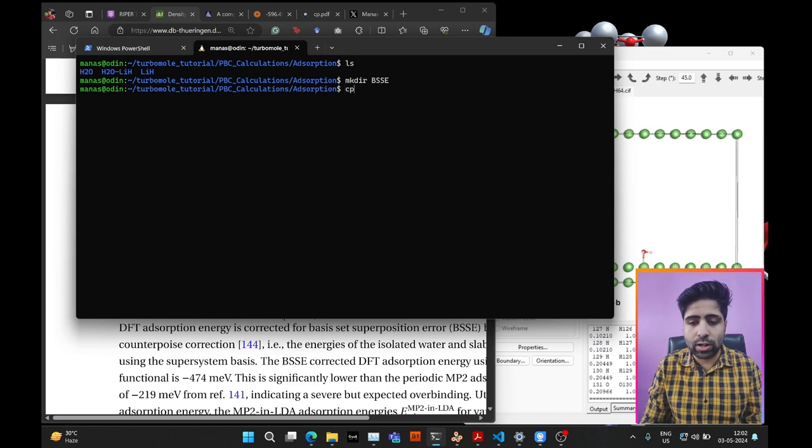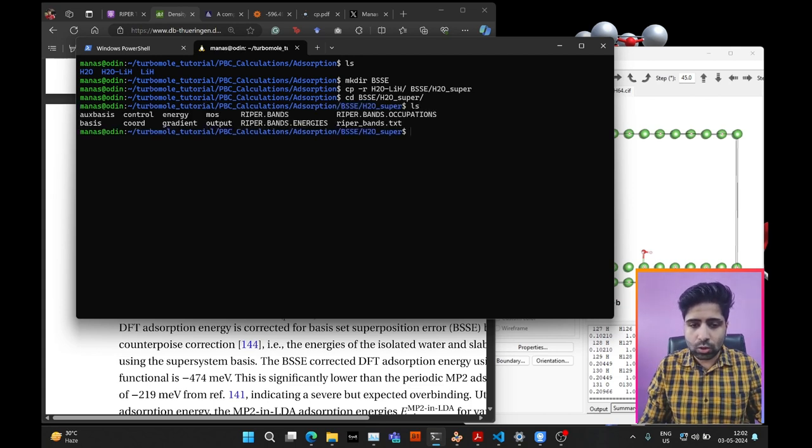So what we are going to do is copy the total system directory into the BSSE directory and rename it to something like H2O super. So this will be for a supermolecular basis calculation of H2O. Let's go ahead and do that, then go into the BSSE directory and then the H2O super directory. Now we will get rid of these ripper files, these four files over here.